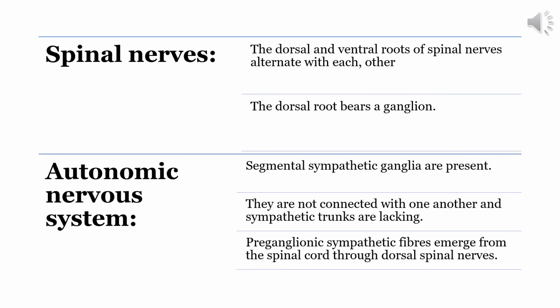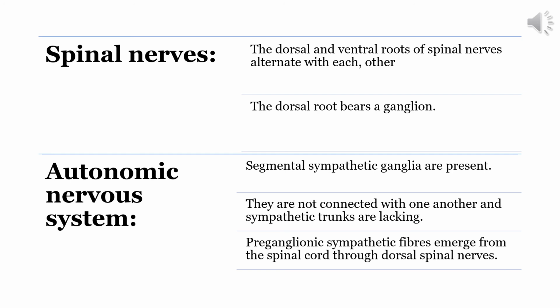Next are the spinal nerves. The spinal nerves have two roots, the dorsal and the ventral roots. They do not unite with each other; they remain separated, but they are present alternate to each other. The dorsal root bears a ganglion.